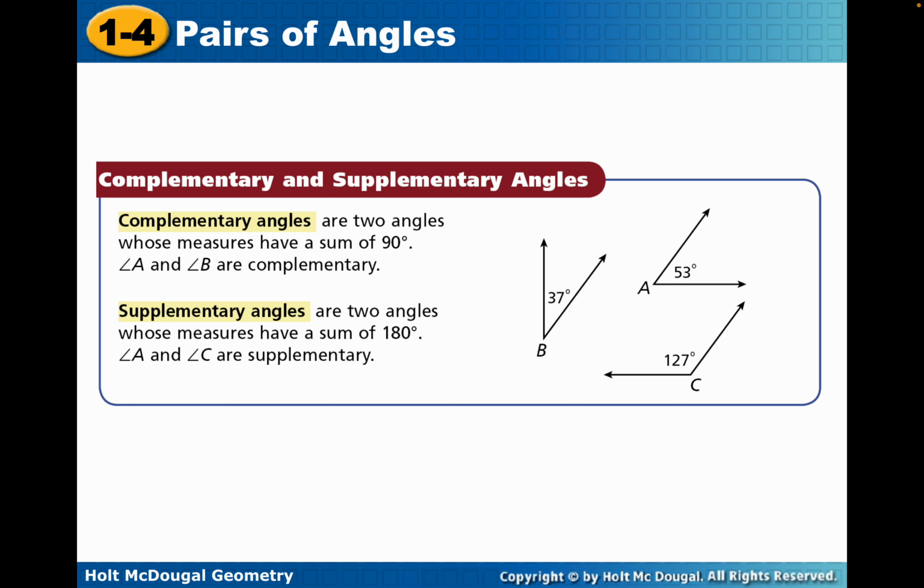Then supplementary angles are two angles whose measures have a sum of 180 degrees. In this example, angle A and angle C are supplementary. So supplementary equals 180 degrees, and complementary equals 90 degrees. You've got to know the difference between those two.